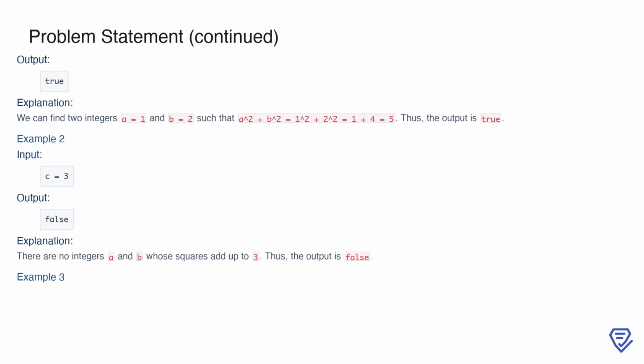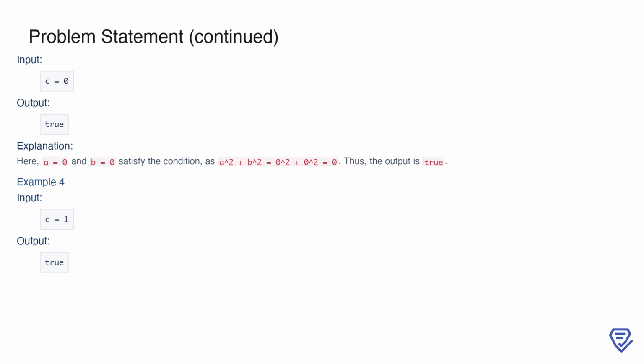On the other hand, if c equals 3, the output is false. In this case, there are no integers a and b such that their squares add up to 3. Hence, it is not possible to represent 3 as the sum of squares of two integers. Next, consider the case when c equals 0. Here, the output is true. This is because we can choose both a and b to be 0, and their squares will add up to 0. Specifically, 0² plus 0² equals 0.